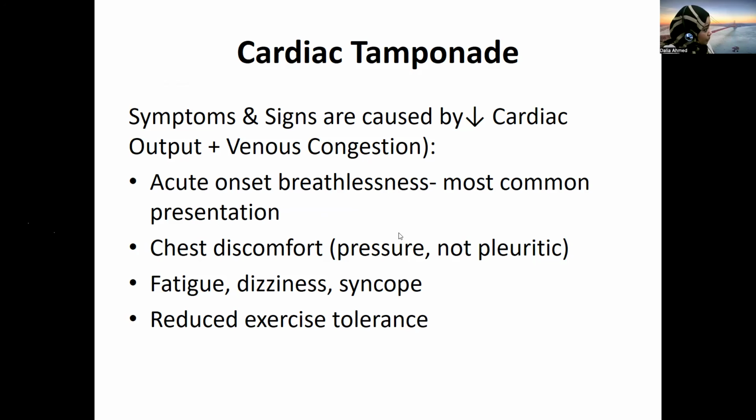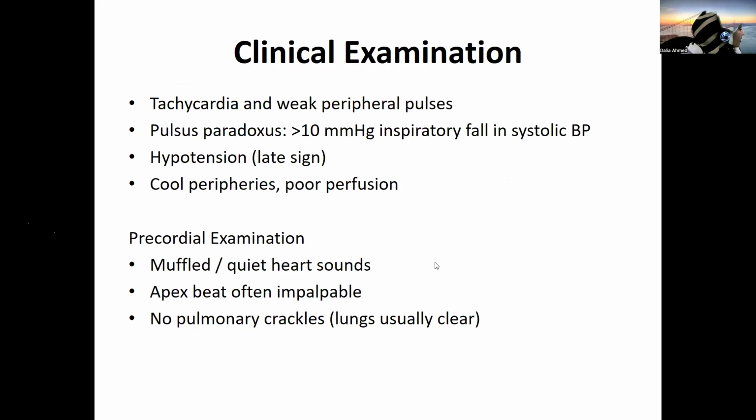Patients present with acute breathlessness, the most common presentation, because of reduced cardiac output, chest discomfort like pressure, fatigue, dizziness, syncope, and reduced exercise tolerance. On clinical examination, they might have tachycardia and weak peripheral pulses. Pulsus paradoxus is defined by more than 10 millimeters of mercury inspiratory fall in systolic blood pressure.